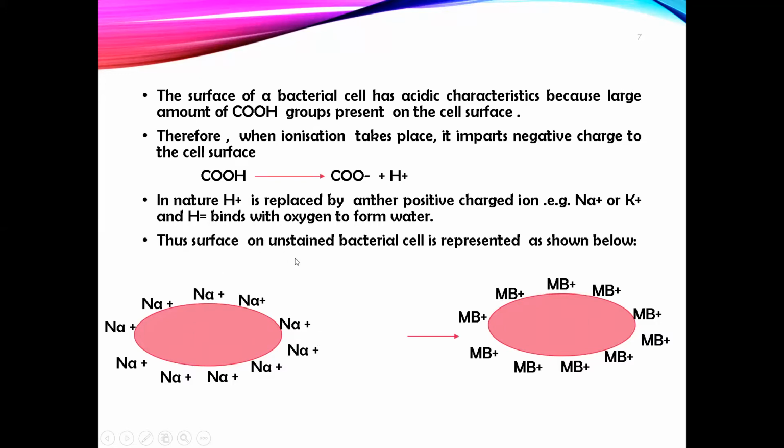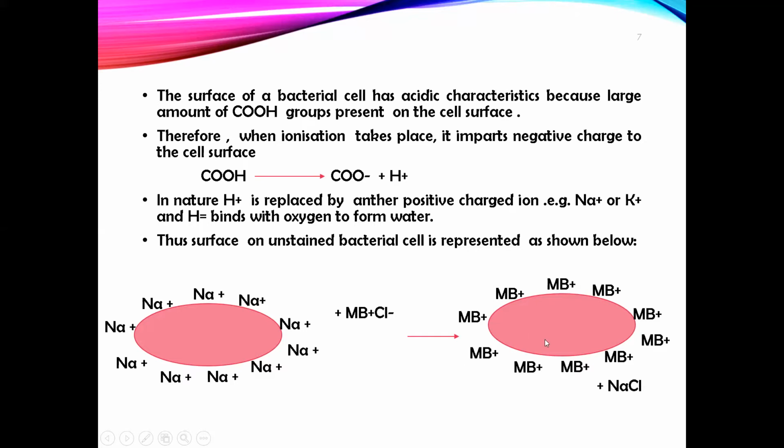So the surface of an unstained bacterial cell is represented like this. Whenever a stain like methylene blue is added, which is a basic stain with a positively charged chromophore, that is methylene blue chloride, the Na+ gets replaced with methylene blue, the positively charged chromophore, and you will get the bacterial cell stained with blue color.